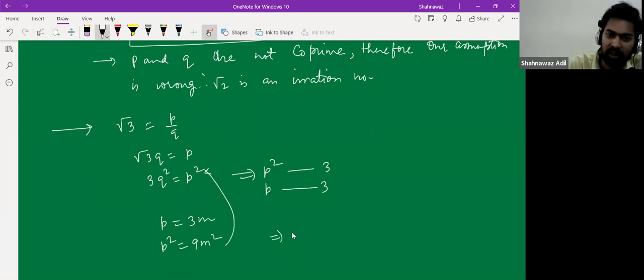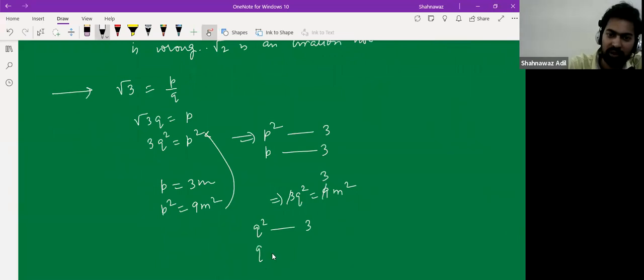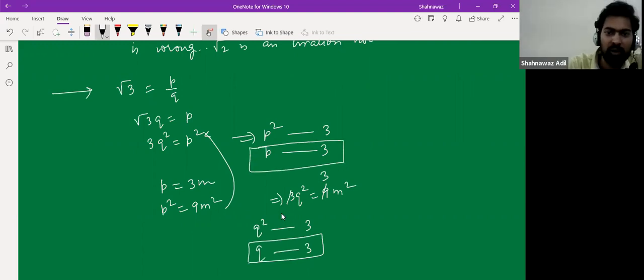So you put the p square value here, and you get 3 q square equals 9m square. So you get q square equals 3m square, right? So again, q square is a multiple of 3, so q is a multiple of 3, right? So you again get 2 common factors from your assumption. So that's why your assumption is wrong, and root 3 is an irrational number. So understood the pattern, the idea here? Yes, sir.